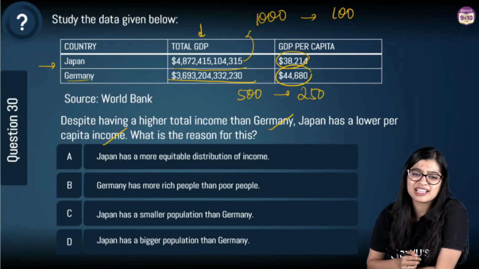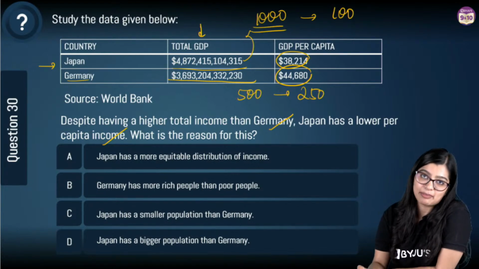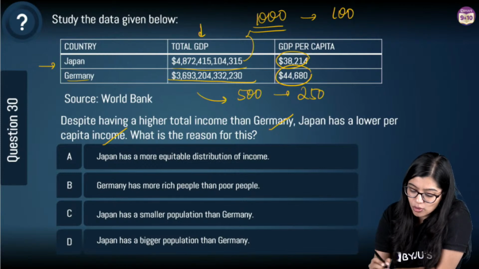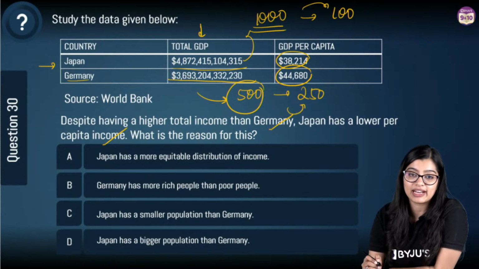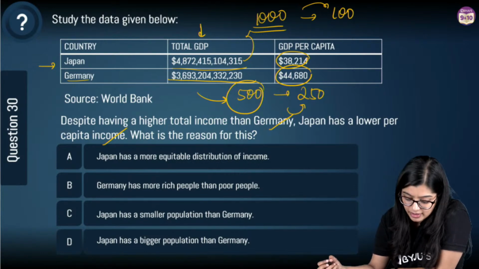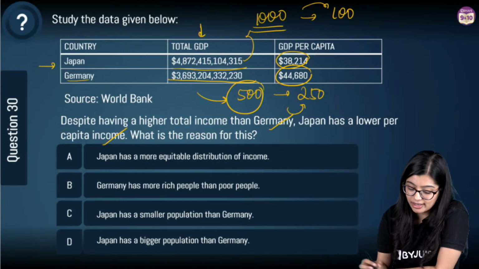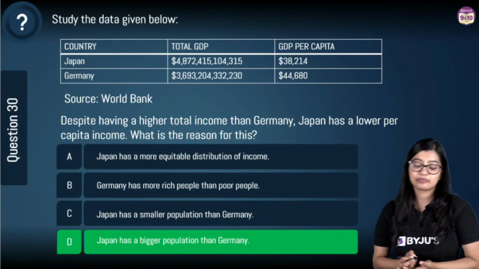Ma'am, it's not very confusing, very simple. You had Japan's total GDP, let's say, is 1,000. And this total income is 500. But this became 100 and this became 250 when I did the average. What could be the possible reason? Is it equitable distribution or the fact that Japan has a bigger population?